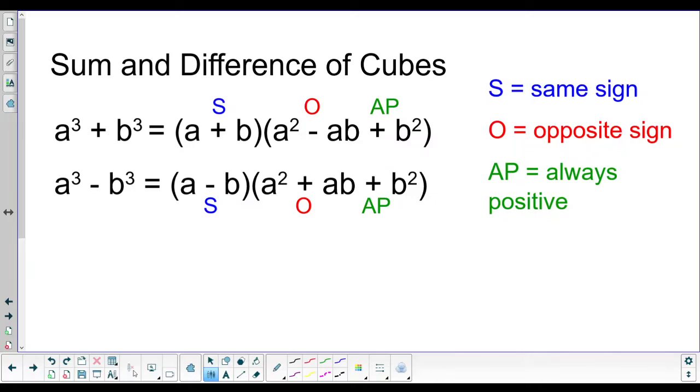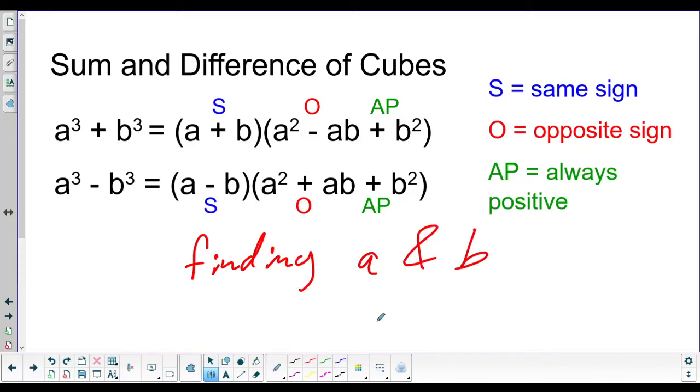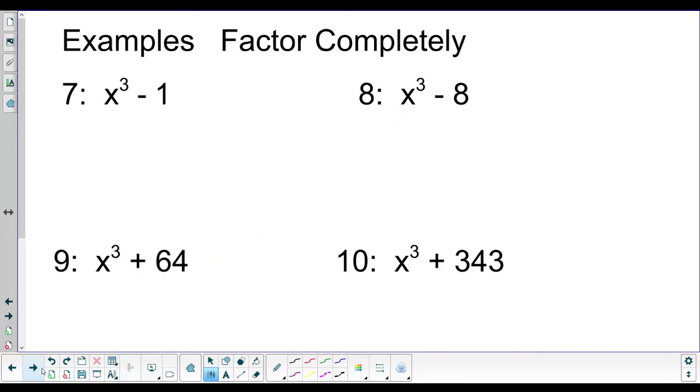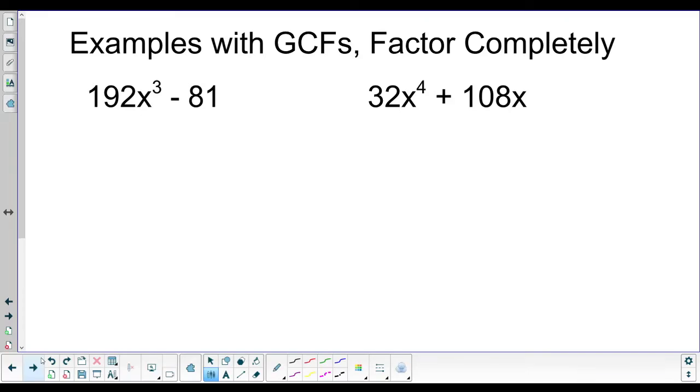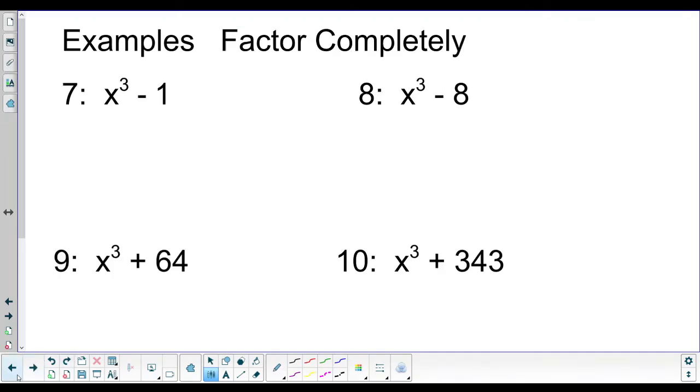Not too bad, okay? I'm going to show you how to apply this. Again, we're going to start by finding A and B, and then we're just going to plug into the formula. Okay, so let's do 4 examples, and then we'll look at some with GCFs. Hint, we're just going to take the GCF out first, and then it'll be easy peasy lemon peasy.